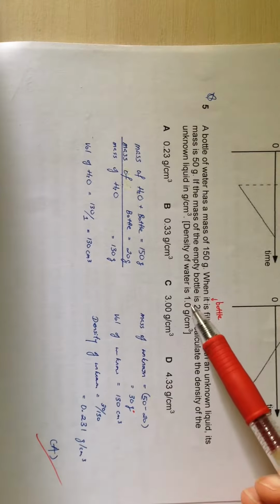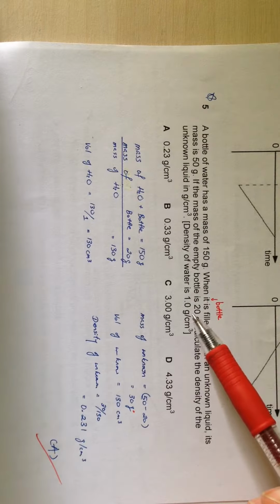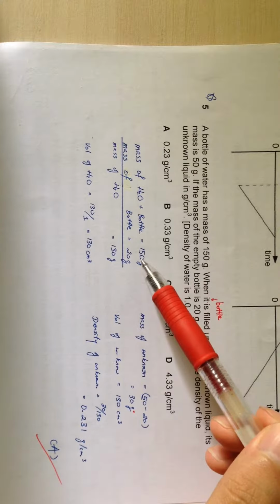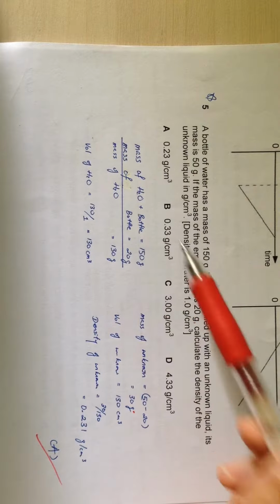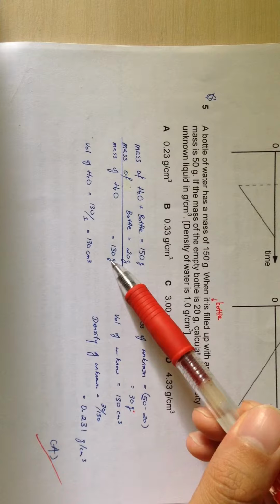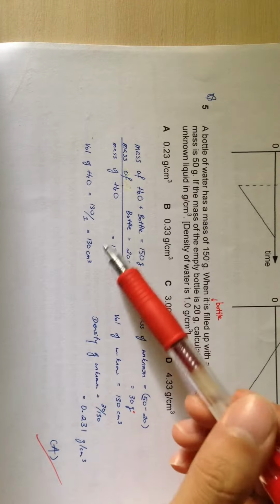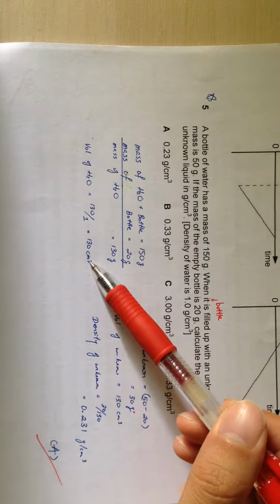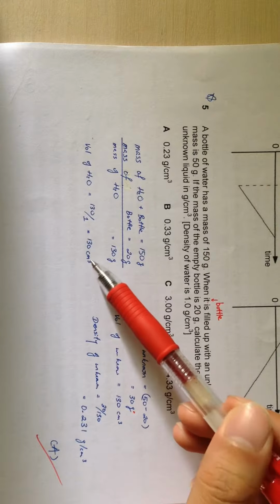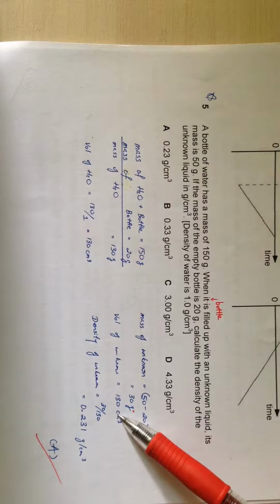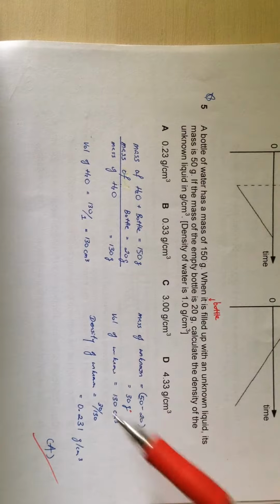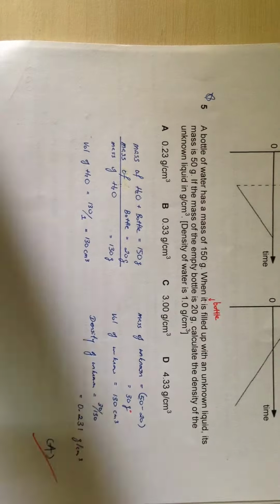The other piece of information given to you is the density of the water. So from the information given here, you can find out the mass of the water. You just need to take this 150 grams and minus off the empty bottle. From the mass of the water and the density here, you can then find out the volume of the water, which is equal to the volume of the bottle. So once you know the volume of the bottle, you can put it in here. The volume of the bottle is also equal to the volume of the unknown liquid. So once you have these two pieces of information, the density is just mass over volume, and you can find the answer.